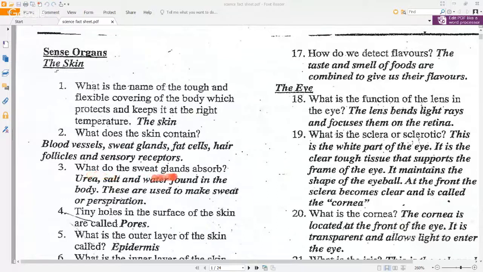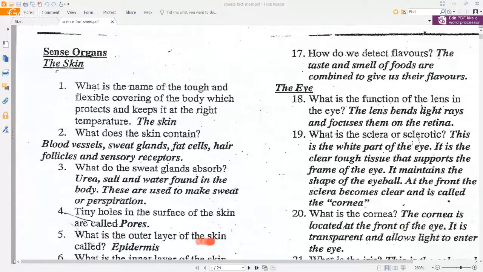What do sweat glands absorb? Well, they absorb urea, salt, and water found in the body. These are used to make sweat or perspiration. Tiny holes in the surface of the skin are called pores.